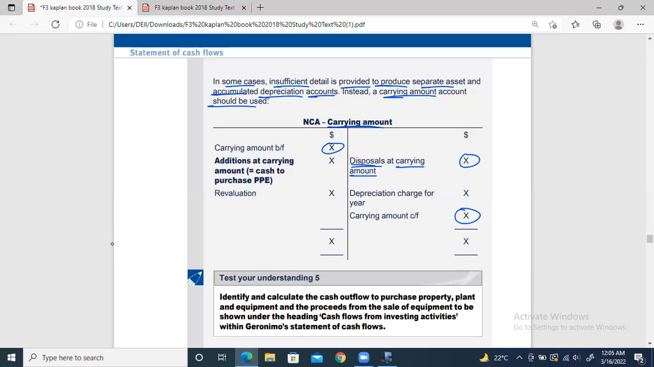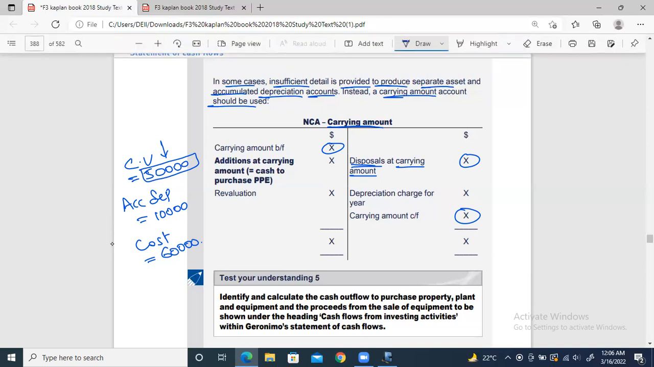Let's say the information given in the question was that the carrying amount of the asset that we sold was 50,000, the depreciation charged till date was 10,000, and the cost at which we purchased it was 60,000. If this is the carrying amount account we're making, we will have to include this 50,000. Yes, this will be the disposal, but it is included at the carrying value. And if we subtract the accumulated depreciation from the cost, we also get this amount as the answer. So again, everything is compared like with like.